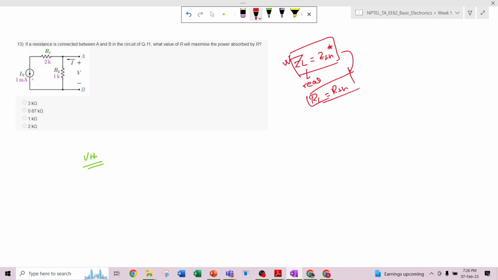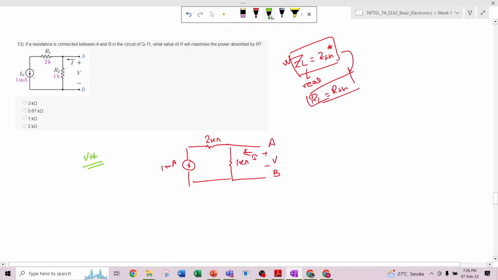So what is happening? This 1 milliampere current will flow in this direction. I am just redrawing the circuit. 1 milliampere. This is 2 kilo ohm. This is 1 kilo ohm. And here you have voltage A, B, and this is the current I. Okay. So what I am telling is that this 1 milliampere current will flow in this direction.